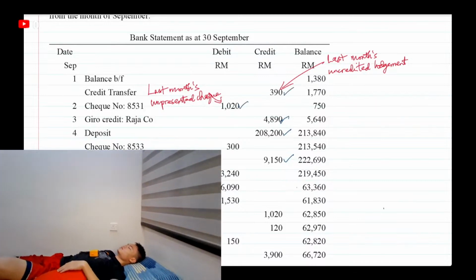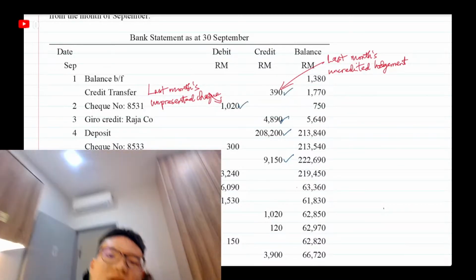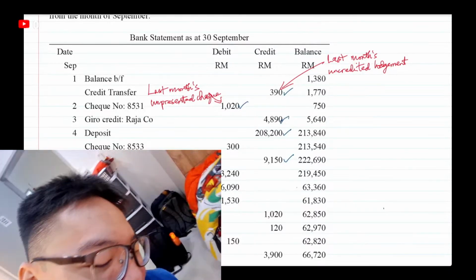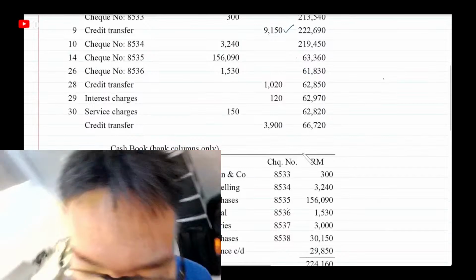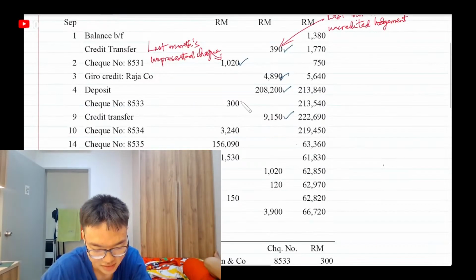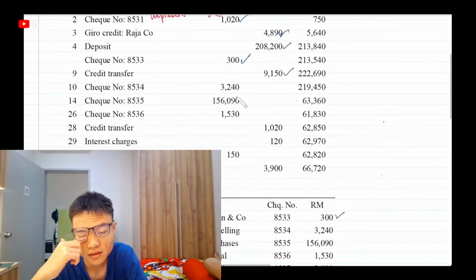So because they're already in the cash book, you take off these two. When I take off in the bank statement, it means they are in the cash book, but they were in last month. Now to continue with our credits, check number 33. Has this check been presented for payment? Yes. Check number 34, 3,240, presented for payment?